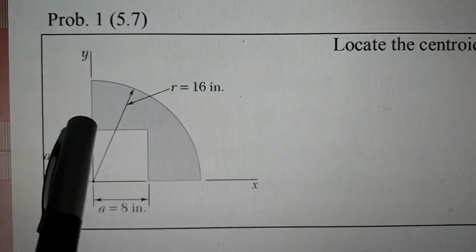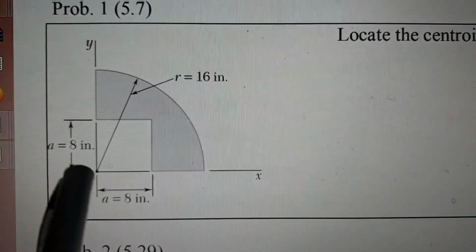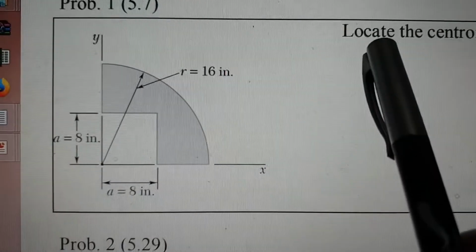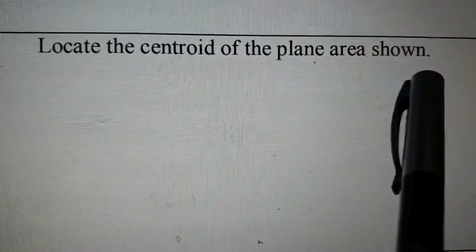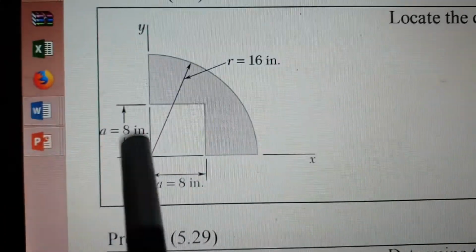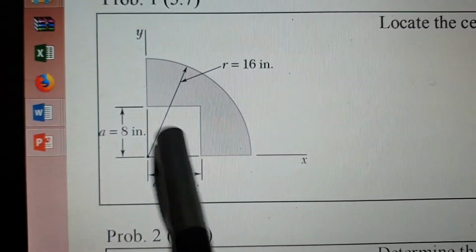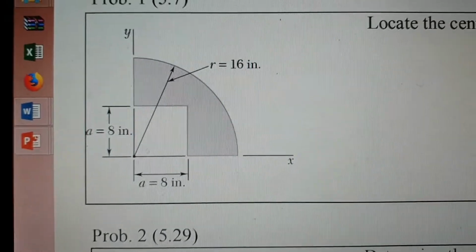Inside this circle, there is a square. The square is 8 inch by 8 inch. So he wants to know, locate the centroid of the plane area shown. So he needs to know where the centroid is in this shape. This is a very simple problem. Let's look at this problem.